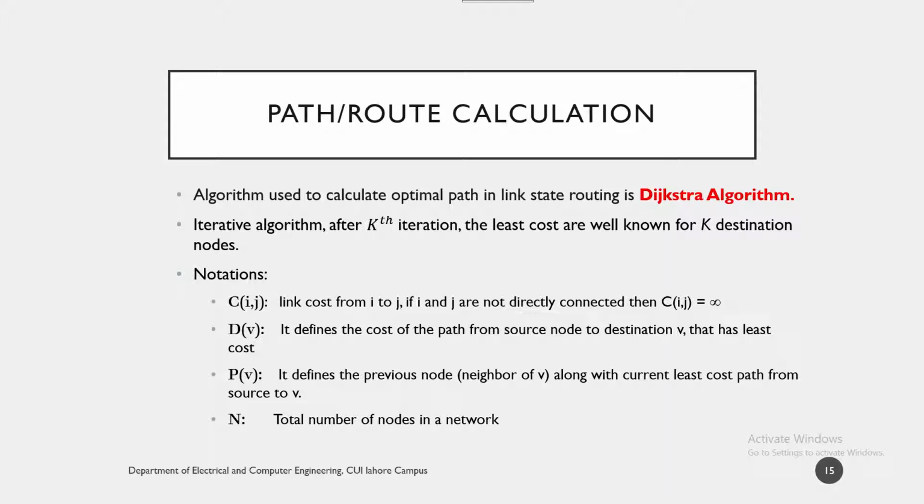There are some notations as well. For example, C denotes costs, and the link cost from i to j is written as Cij, and if i and j are not directly connected, then it is marked as infinity. D defines the cost of the path from source node to destination V that has least cost, and the P denotes the previous node along with the current least cost path from the source to V node. And in the last, N denotes the total number of nodes in a network.